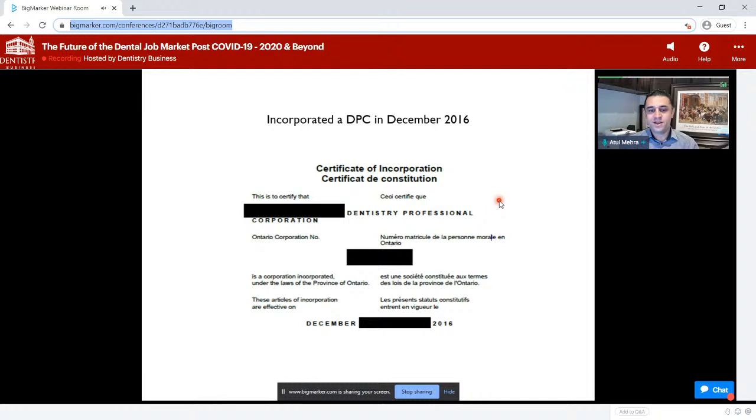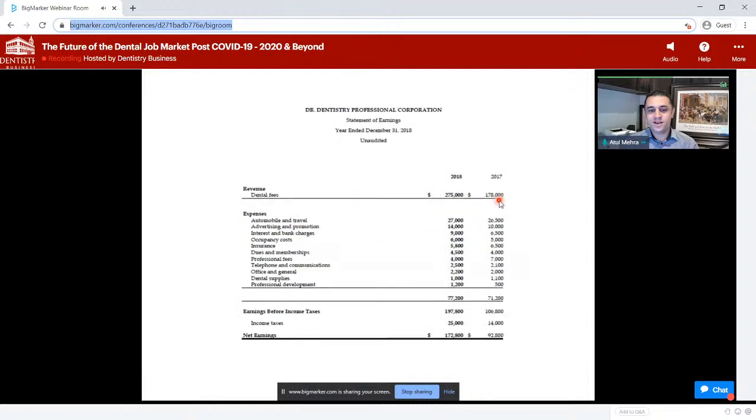This individual wanted to incorporate earlier, but they just didn't get around to it. Eventually they did at the end of 2016. Then in 2017, they started depositing all their money directly into the corporation rather than into their personal account. They still got to deduct some of their expenses, and they got to take advantage of the lower corporate tax rate. At that time, it was closer to, I think, 13%. So they were able to mitigate their tax liability by using the professional corporation as a vehicle.